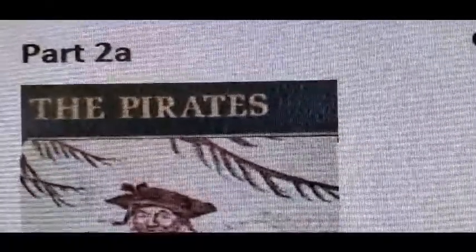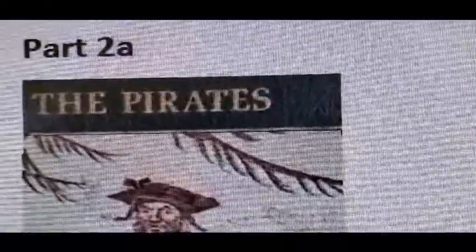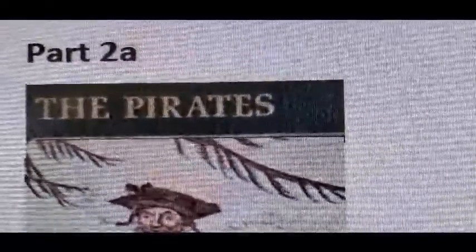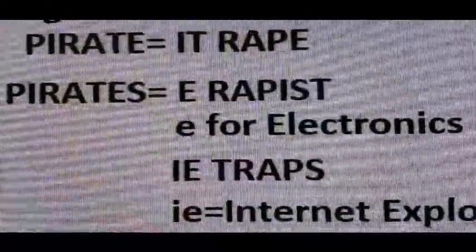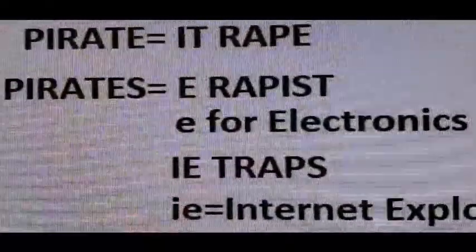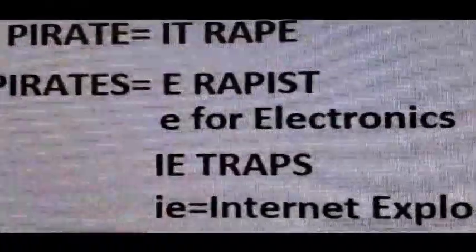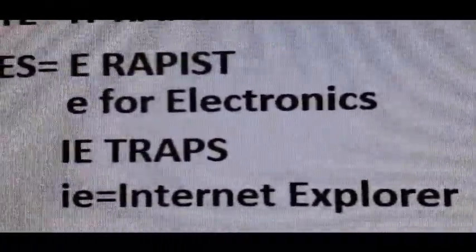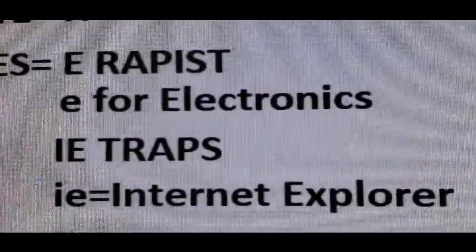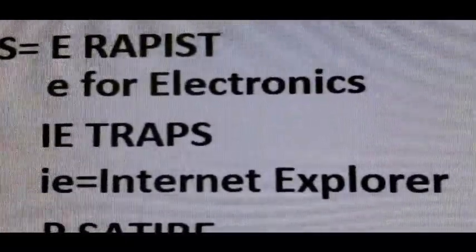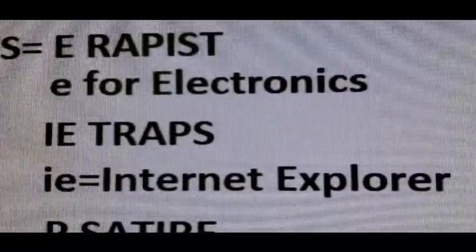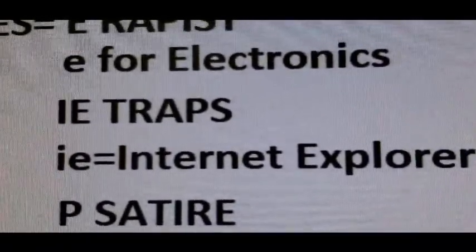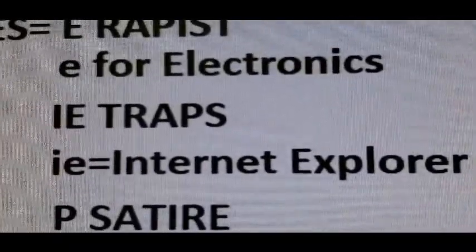down into little bits. But so here's the Pirates. We're going to look at some anagrams for the word pirates. So pirate is IT rape. Pirates is rapist, like electronics. So E for electronics. IE traps, that's Internet Explorer. And P satire could be for pirate satire.